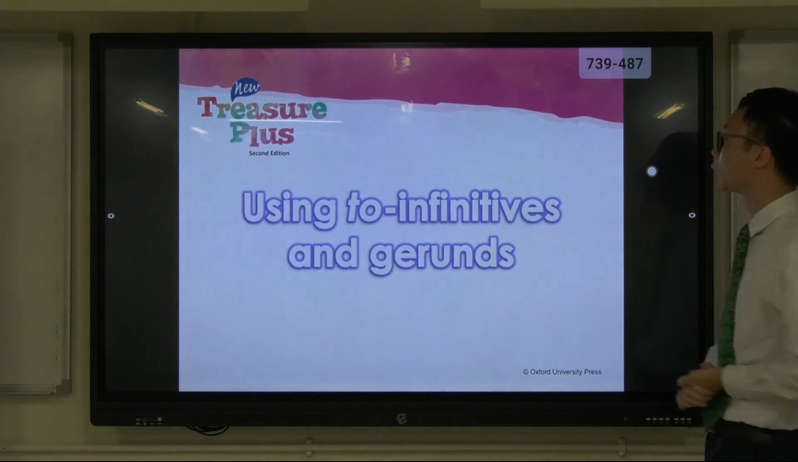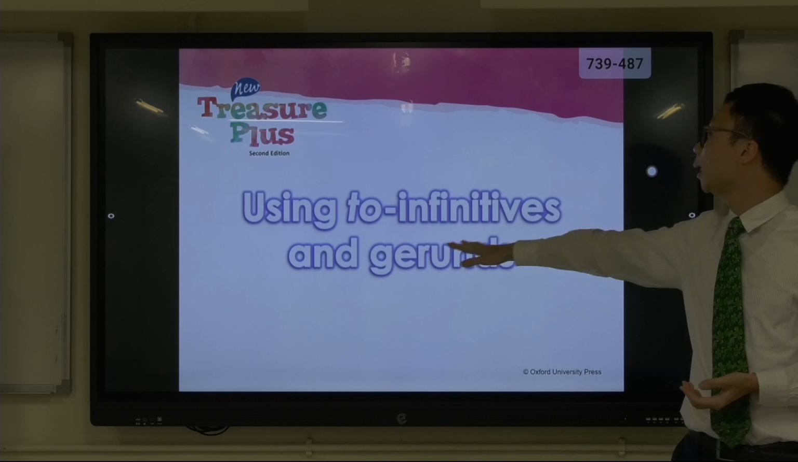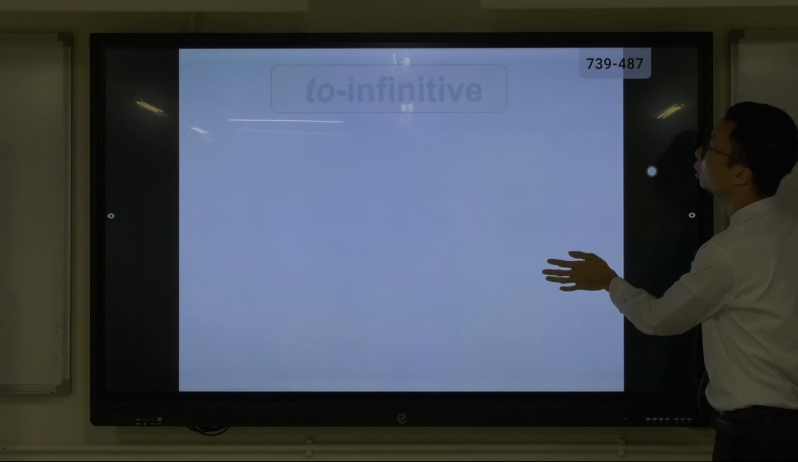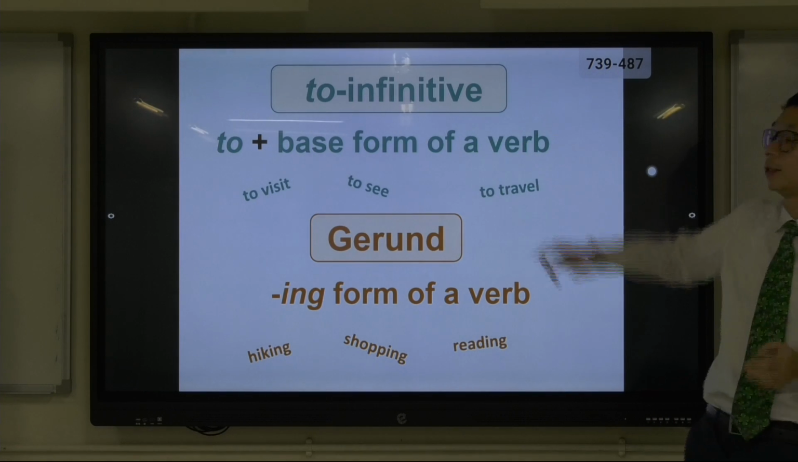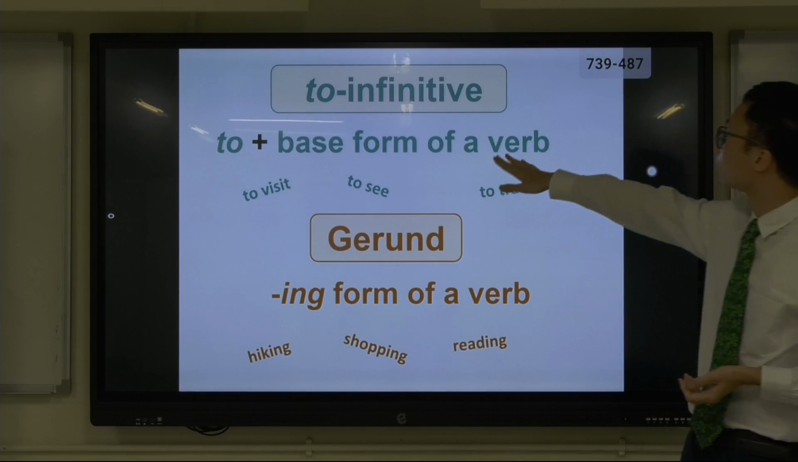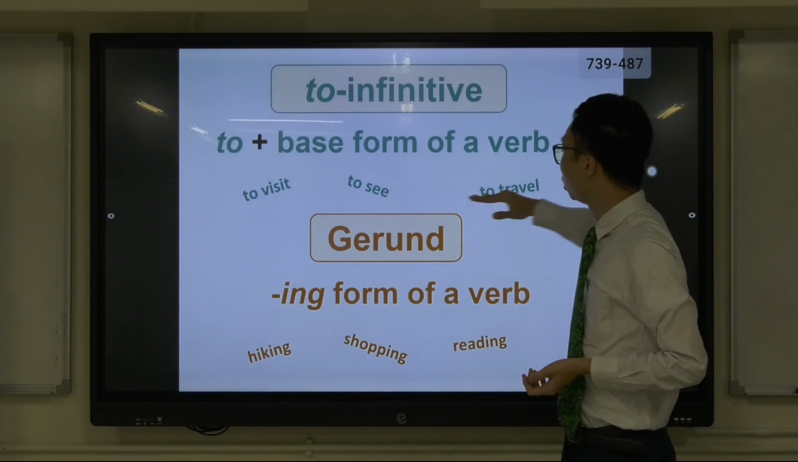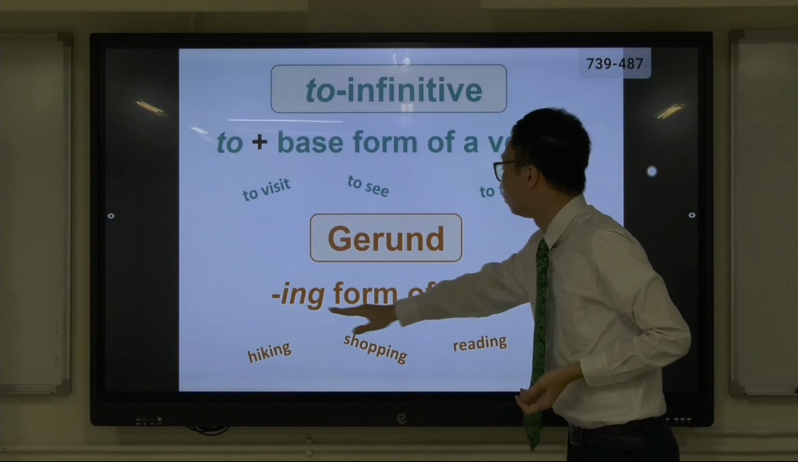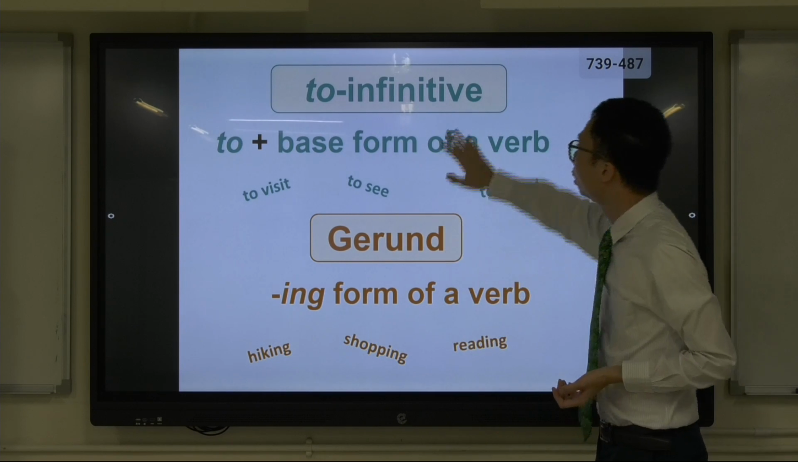Let's take today's topic. Today we are going to learn about using to-infinitives and gerunds. Just a real quick idea of how they are different. A to-infinitive is when you add a to in front of the base form of a verb, such as to visit, to see, to travel. Meanwhile, a gerund is an ing form of a verb, like hiking, shopping, and reading.